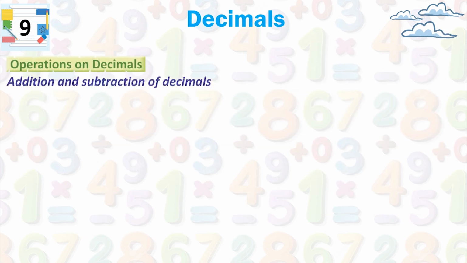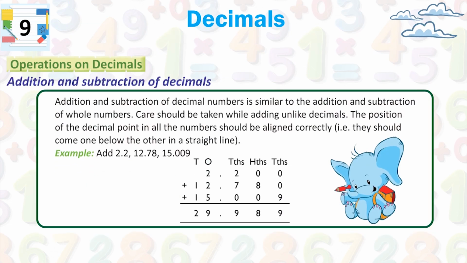Operations on decimals. Addition and subtraction of decimals. Addition and subtraction of decimal numbers is similar to the addition and subtraction of whole numbers. Care should be taken while adding unlike decimals. The position of the decimal point in all the numbers should be aligned correctly. That is, they should come one below the other in a straight line.